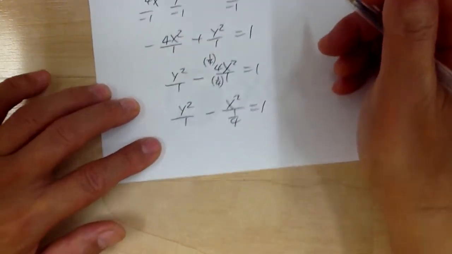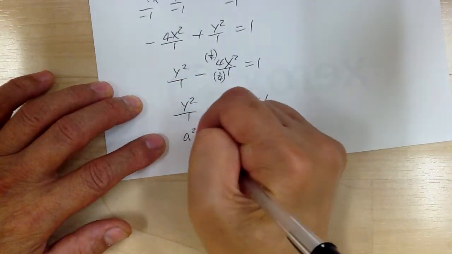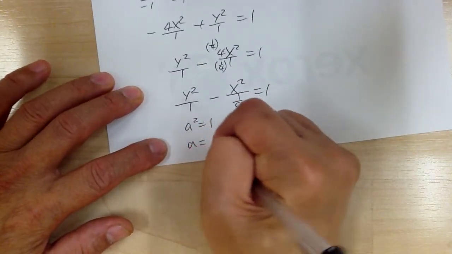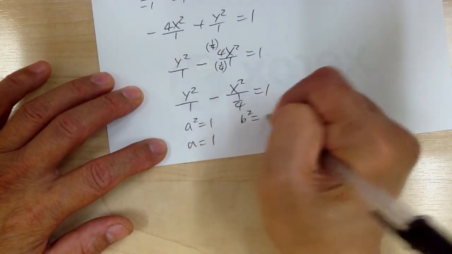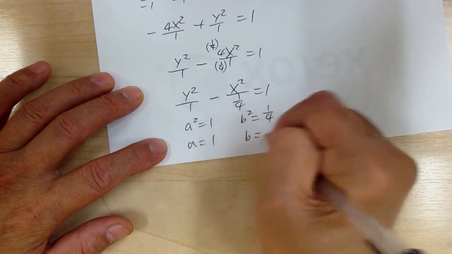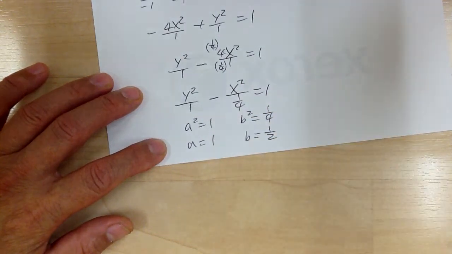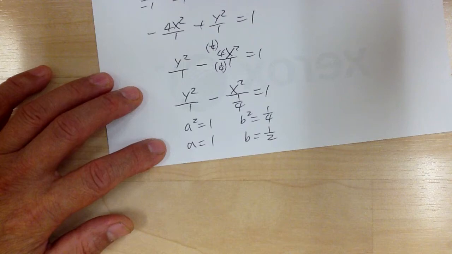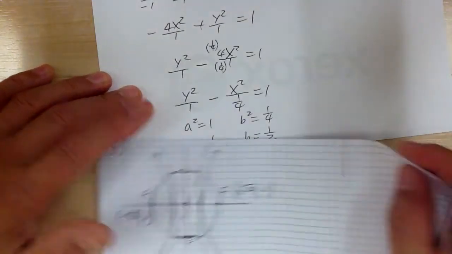So from here, you have a squared equal to 1, so a equal to 1. You got b squared equal to 1/4, so b equal to 1/2. Okay, so that's going to do number 11.